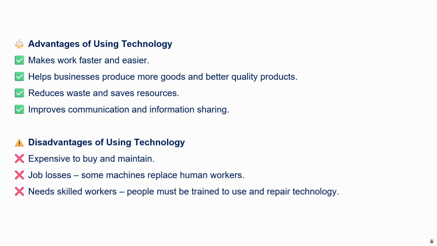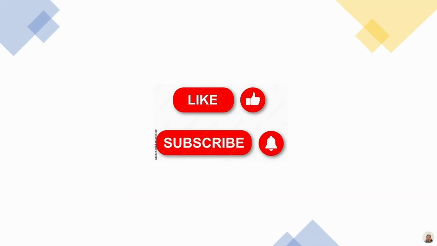Now, the advantages of using technology: it makes things faster and easier. It helps businesses produce more goods quicker and faster. It reduces waste and saves resources. It improves communication and information sharing. The disadvantages are that it is expensive to buy and maintain. Job losses are created because machines are doing the work, and it needs skilled workers. People need to be trained to use the technology.